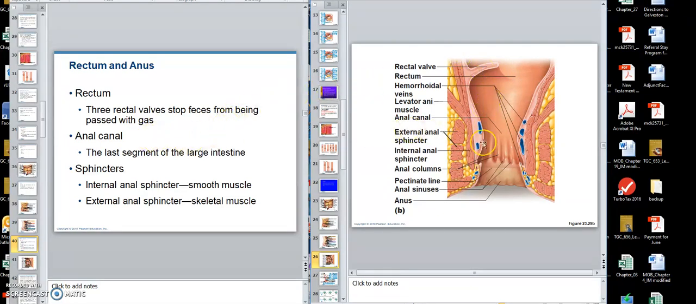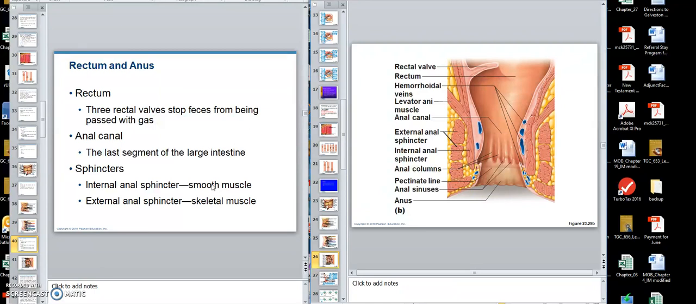Then you've got the anal canal down here. And here you have these anal columns and anal sinuses between the columns. It's the last segment. Then you have an internal sphincter and an external. The internal sphincter is smooth muscle. The external sphincter is skeletal muscle.